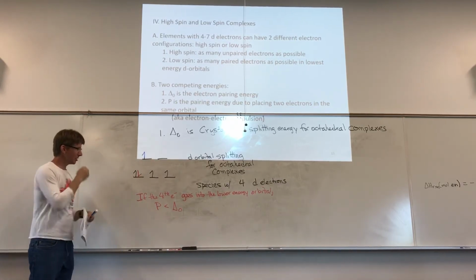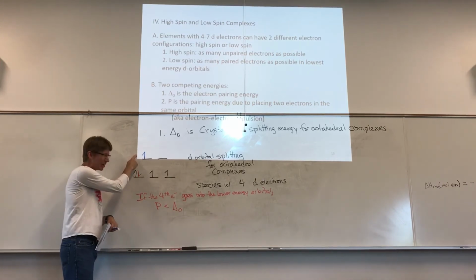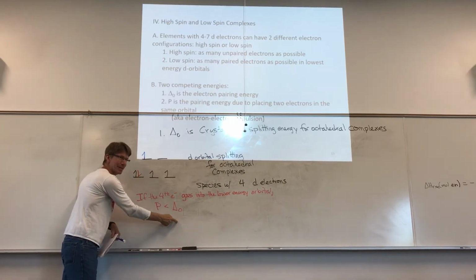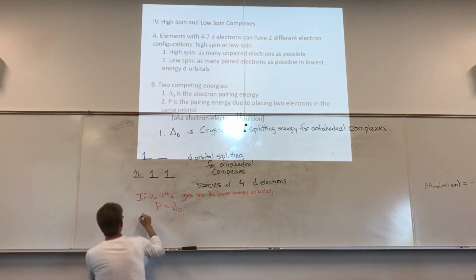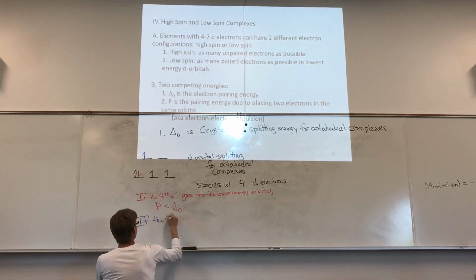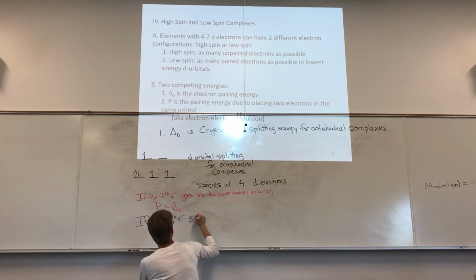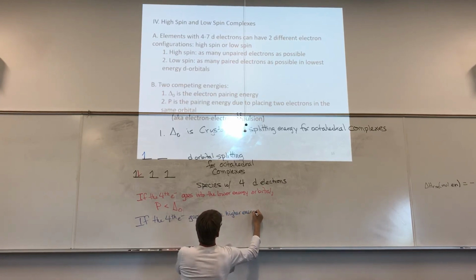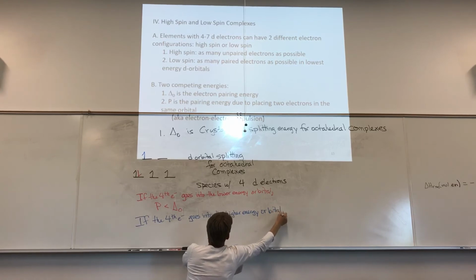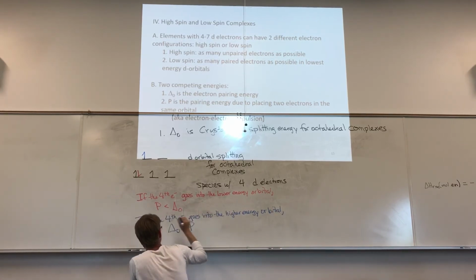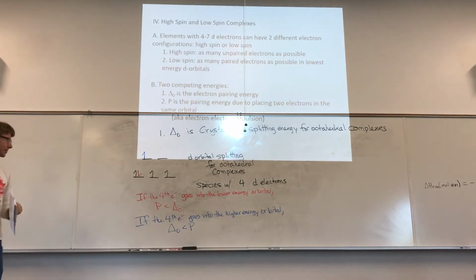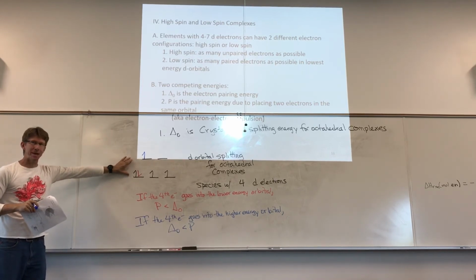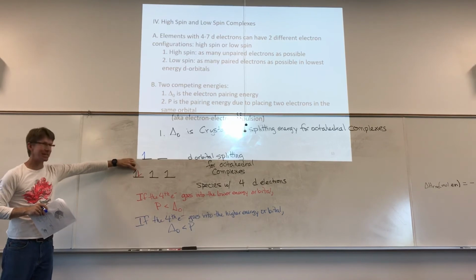Now we'll go to blue. Blue is just going to say if the 4th electron goes into the higher energy orbital, then delta O is less than P. If the fourth electron goes into the higher energy orbital, then the energy for making that jump has to be less than the energy for pairing.